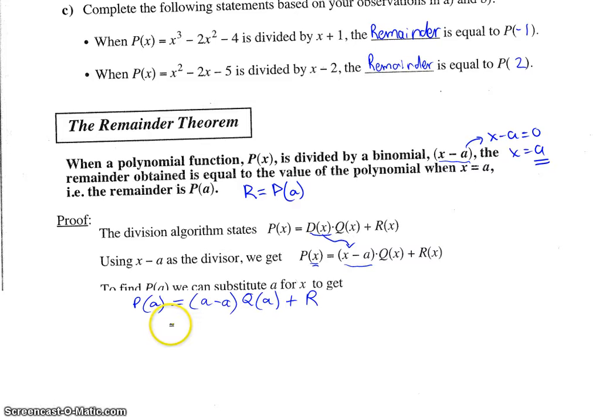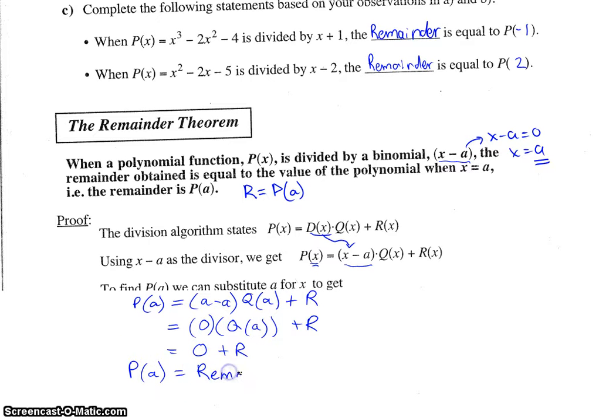Okay, and then if we simplify that a little bit, a minus a is 0, and we're multiplying that by q at a, and then we have plus the remainder. Now 0 times anything is going to be 0, so p at a therefore would equal 0 plus r, or just r, our remainder. Okay, little proof on why the remainder theorem works there. Okay, good. Let's take a look at the next page.